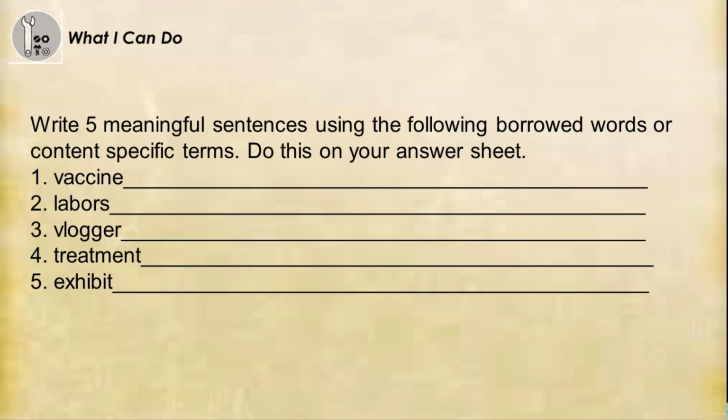Write 5 meaningful sentences using the following borrowed words or content-specific terms. Do this on your answer sheet. 1. Vaccine. 2. Labors. 3. Vlogger. 4. Treatment. 5. Exhibit.